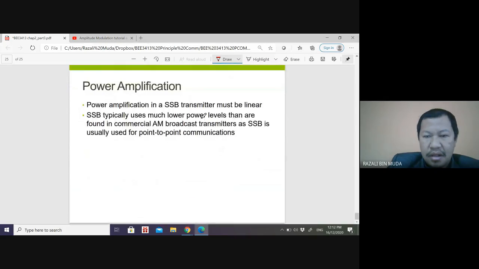The last one is about power amplification. Power amplification in a single sideband transmitter must be linear. Single sideband typically uses much lower power levels than are found in commercial AM broadcast transmitters, as SSB is usually used for point-to-point communication. Okay, that's all for this part.